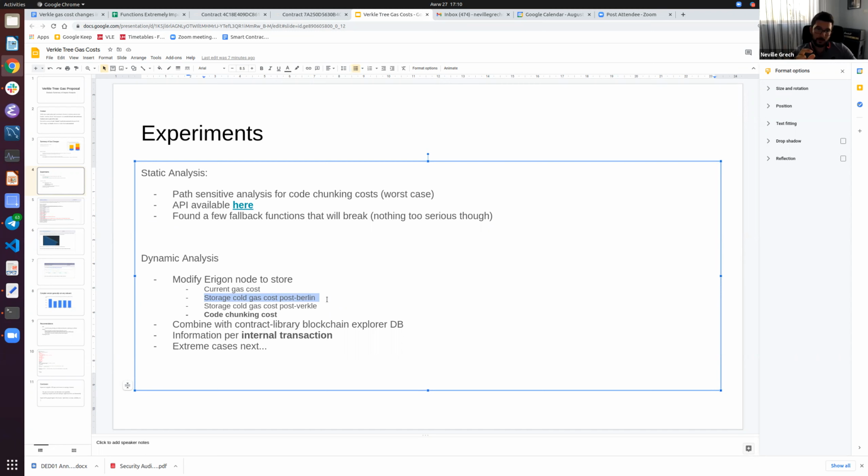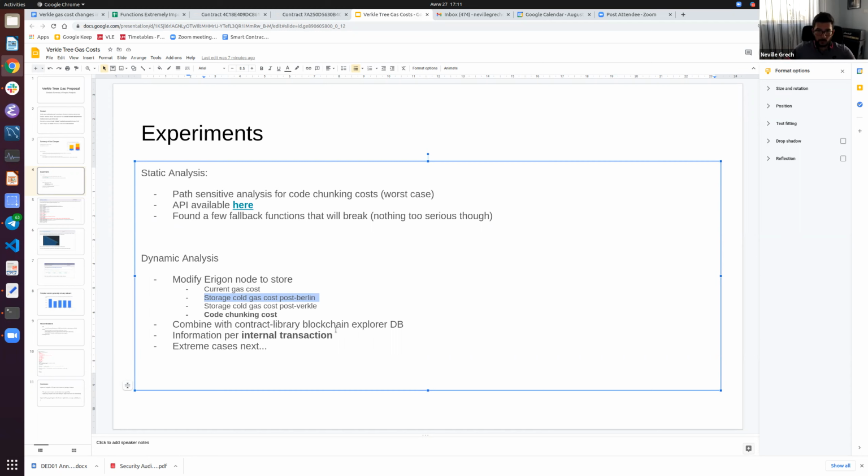We re-implemented those so we can track how much is the cold gas cost in that system. And you've got the current proposal, which is slightly more complex. We also implemented that, so we are tracking both the cold gas cost in both versions. And then separately, there's also the code chunking cost. And by adding these or subtracting from each other, we came up with some interesting insights.